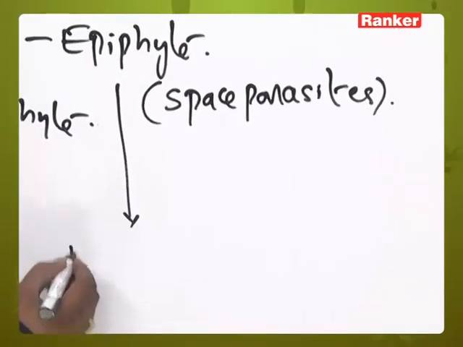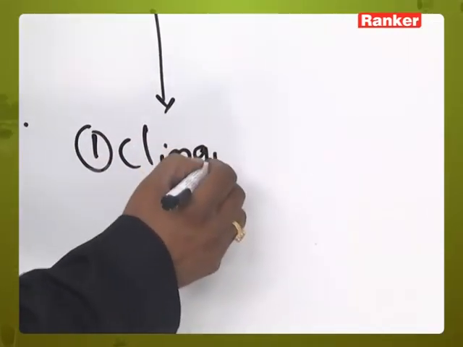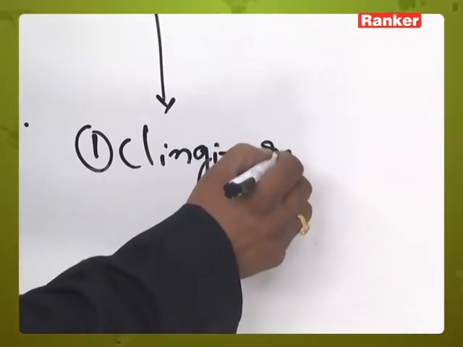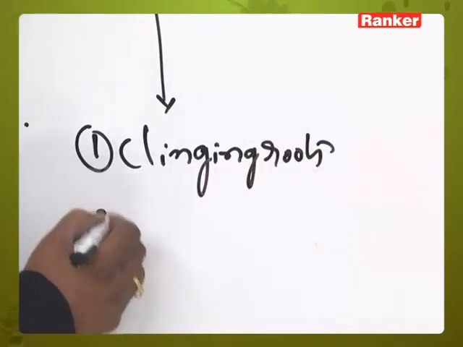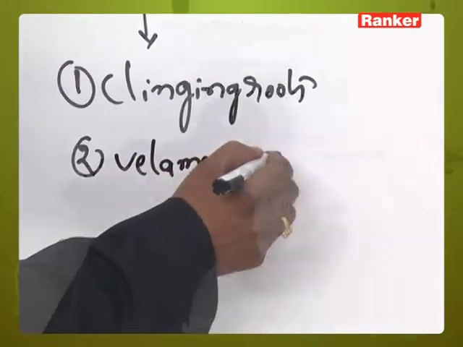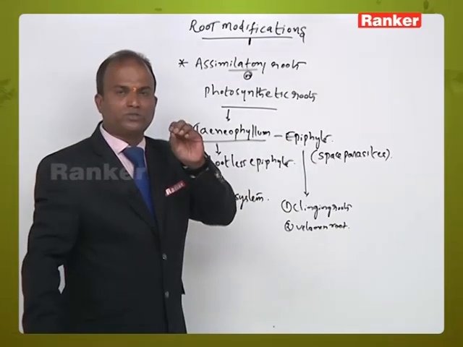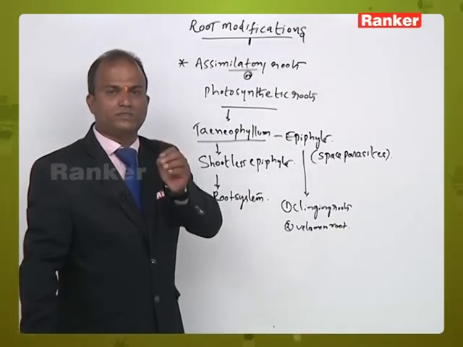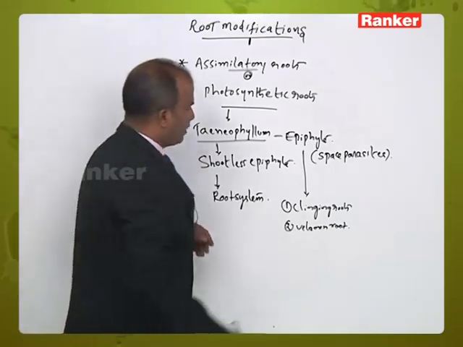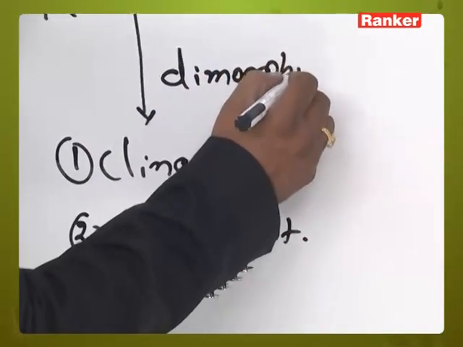One root is the clinging root. Another root is the velamen root. That means this epiphyte also shows dimorphic roots. Yes, this epiphyte also shows dimorphic roots.